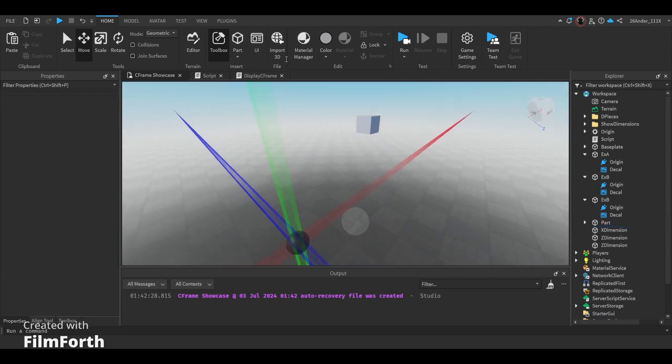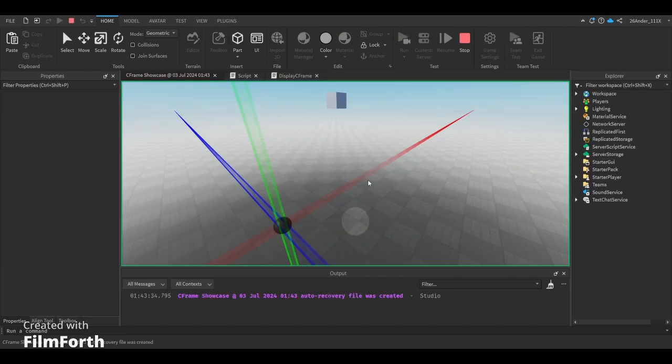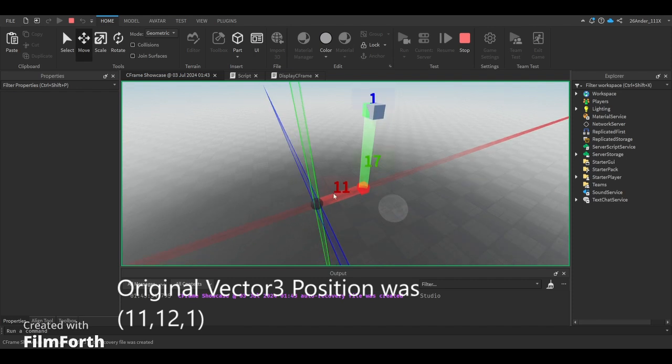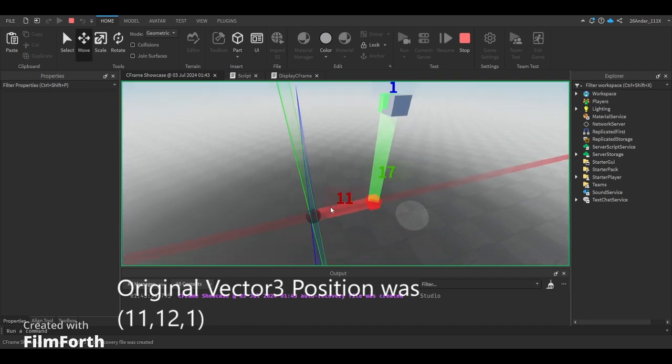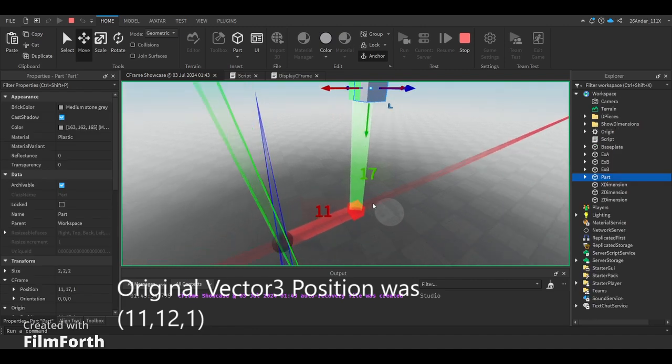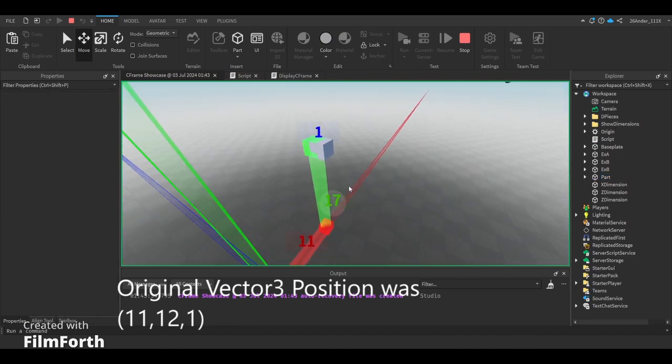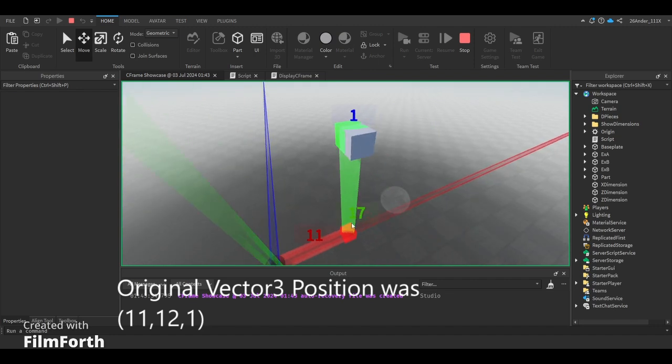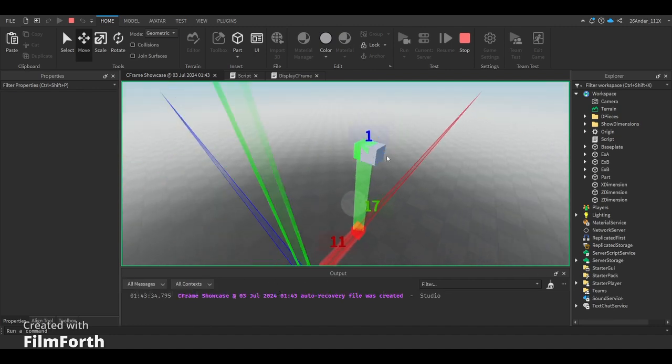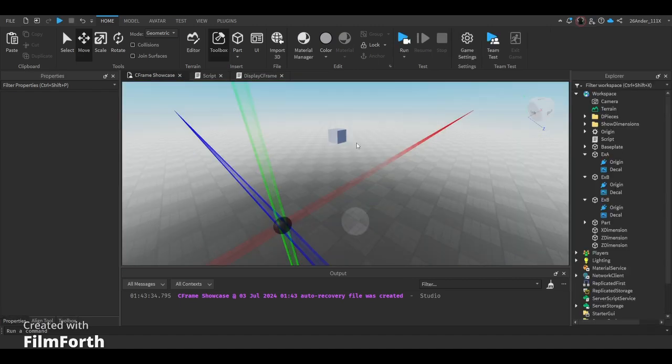So if I run the script right here, it will move it along here. As you can see, nothing is added to the X-axis, 5 is added to the Y-axis, and nothing is added to the Z-axis, and that's how it works.